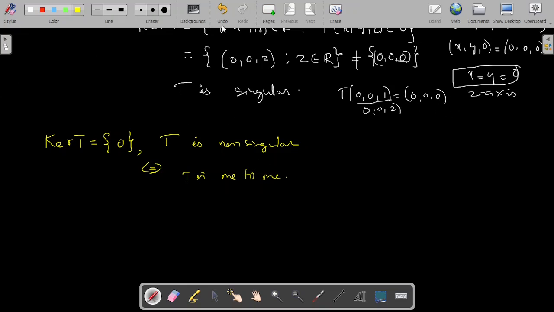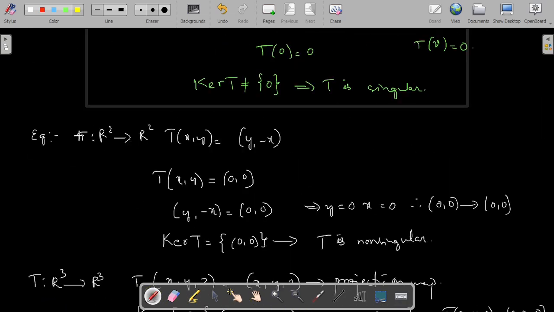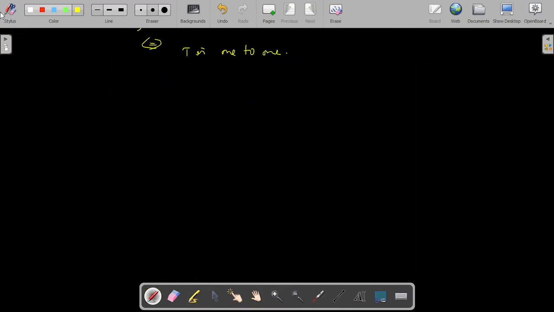So, the first case here, this mapping, rotation of a plane by 90 degrees clockwise, is non-singular as well as 1 to 1. This mapping is 1 to 1. Now, one more thing to remember is this kind of transformation.